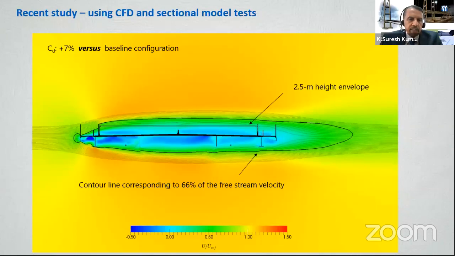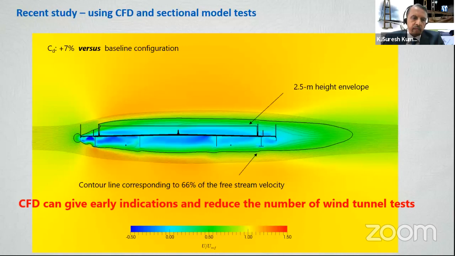There's another CFD study. In this case, we wanted to reduce the gust speed affecting the traffic, cut down the gust speed. We put fences, and this fence is going to reduce the speed 30 to 40% at the traffic level. That study was done in CFD, then finally confirmed through tunnel tests. And CFD helps in reducing the number of tests. CFD can give early indications and reduce the number of tunnel tests. Once you find your solution through CFD and you're satisfied, then you go back to the tunnel, test that particular condition and confirm it.